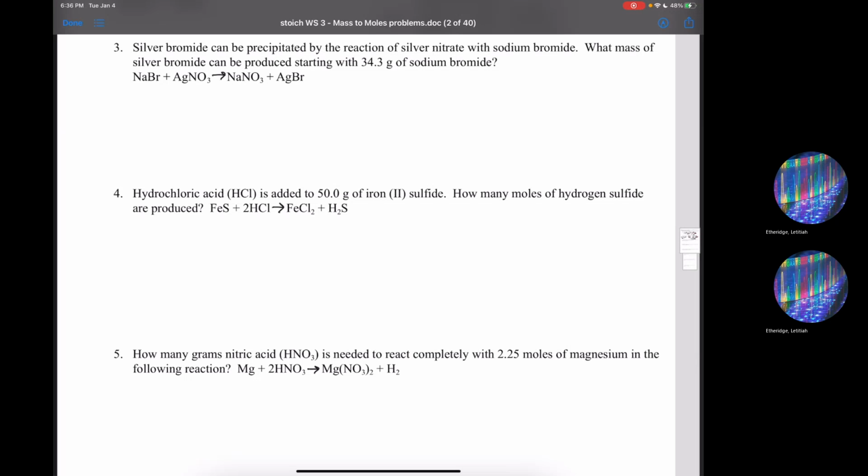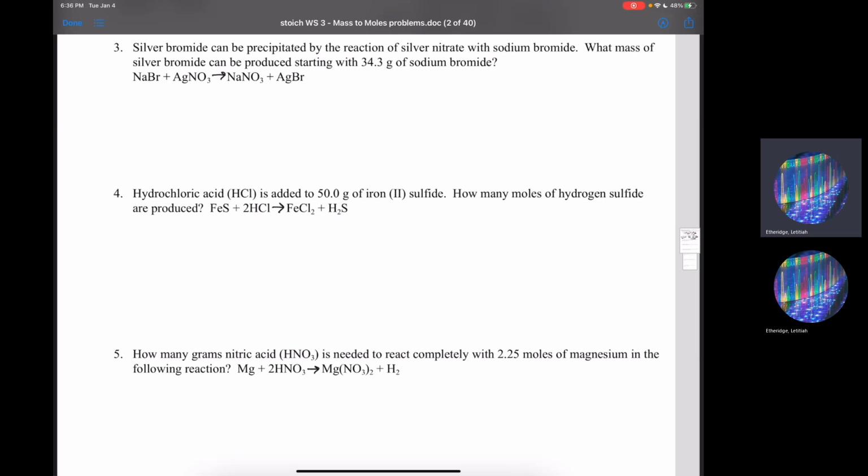Okay. Oh, sorry. I'm like, wait, you read that wrong. I can't read, like I said. What mass of silver bromide can be produced starting with 34.3 grams of sodium bromide?